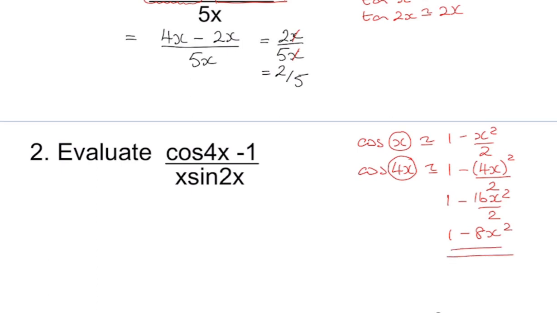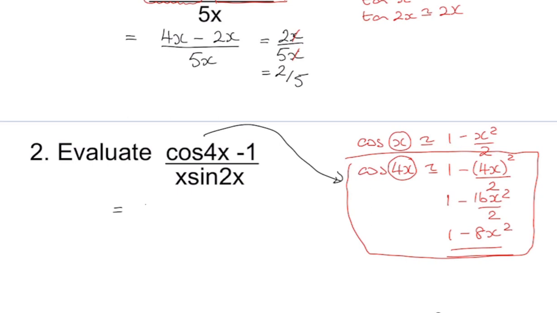Now, this step is quite important, because this is where it's going to go wrong. So I'm going to do that in the context of the question. So this is cos of 4x. Well, we know that cos of 4x, if you look down here, you can replace by 1 minus 8x squared, and then we've still got the minus 1 from here over x, and sine of 2x can be replaced by 2x.